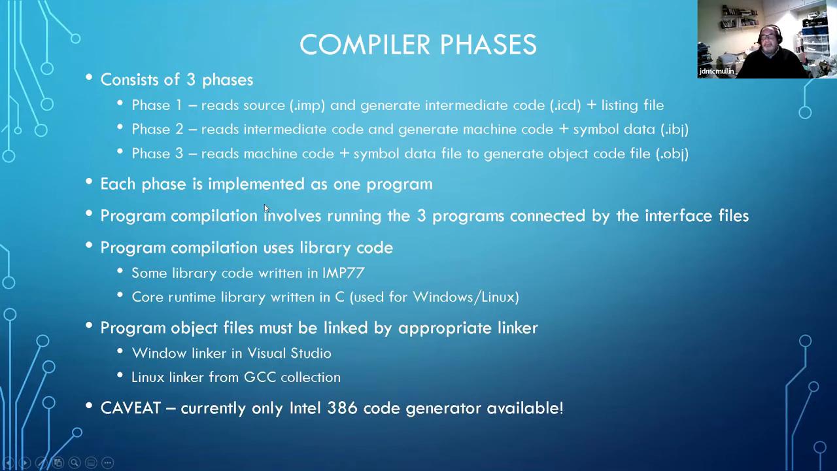Slight problem. Phase 2, only an Intel 386 code generator is available at the moment, right? So you have to have a 386 processor to run this or get this generated.